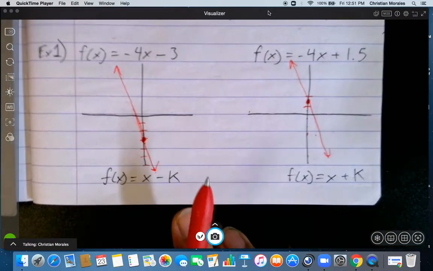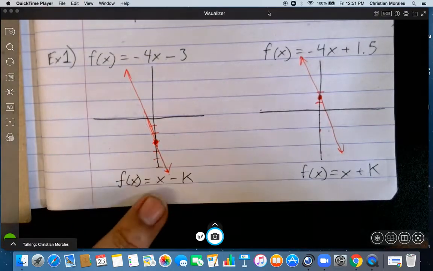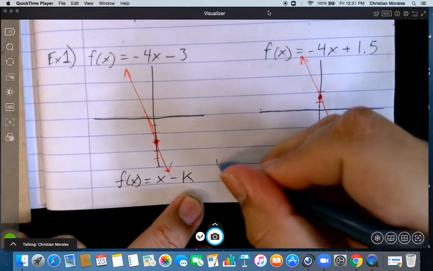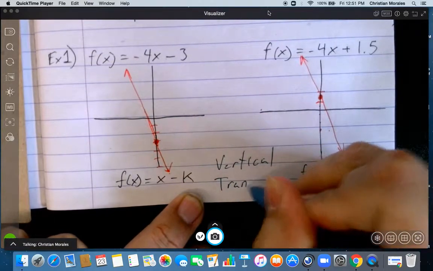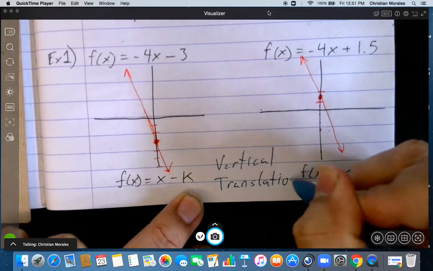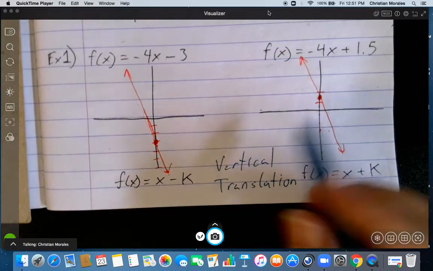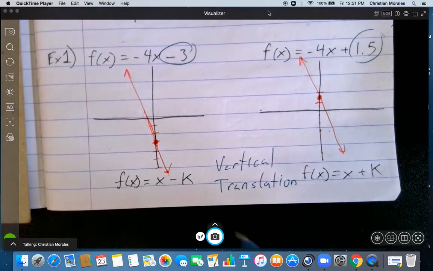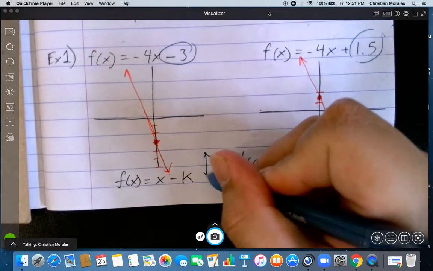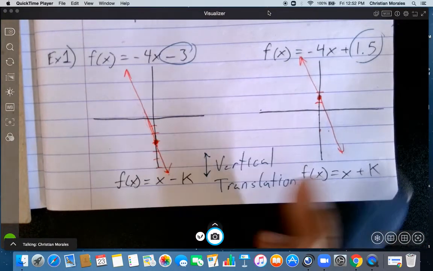So when you see this at the end of a linear function, you're going to see what we call a vertical translation. A translation is when you move an object up, down, left, and right. When you're adding or subtracting a number at the end, you're moving it up and down, vertical. It just depends if the number is positive or negative.